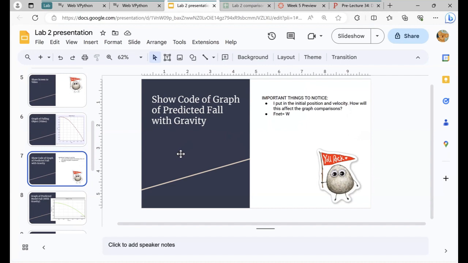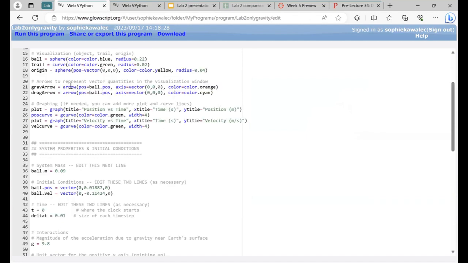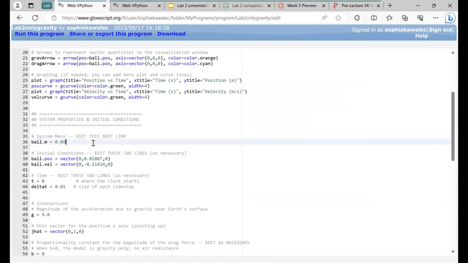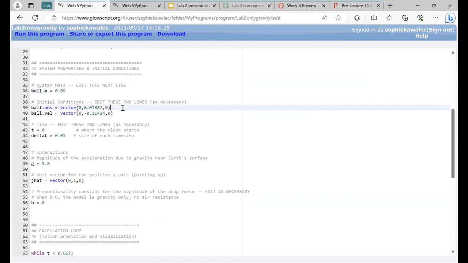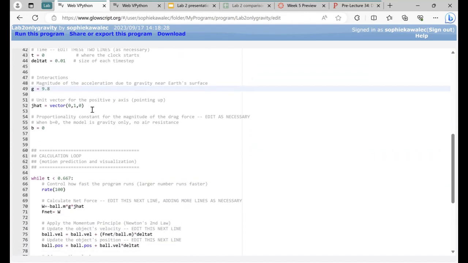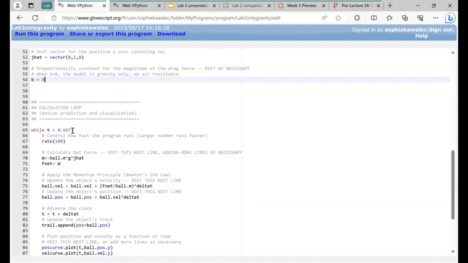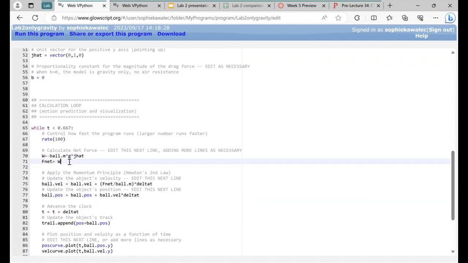Okay, now this is the code of the graph with just gravity. My ball's mass was 0.09. This is the initial position it was at that I got from Tracker, and I used the change in position over time equals velocity to find the initial velocity from Tracker. Acceleration is 9.8. This is the drag constant, and it's 0 because this one's just showing gravity. And for this one, F net equals just W. We don't have any drag yet.